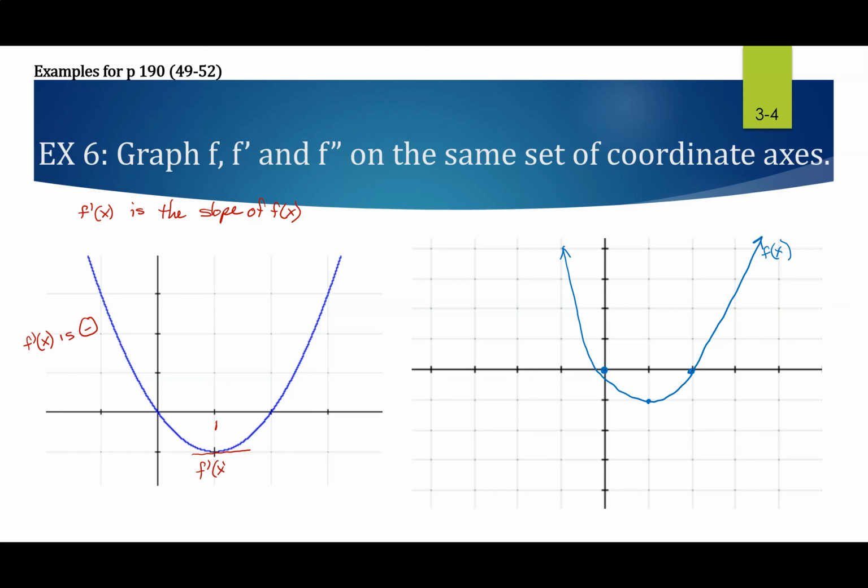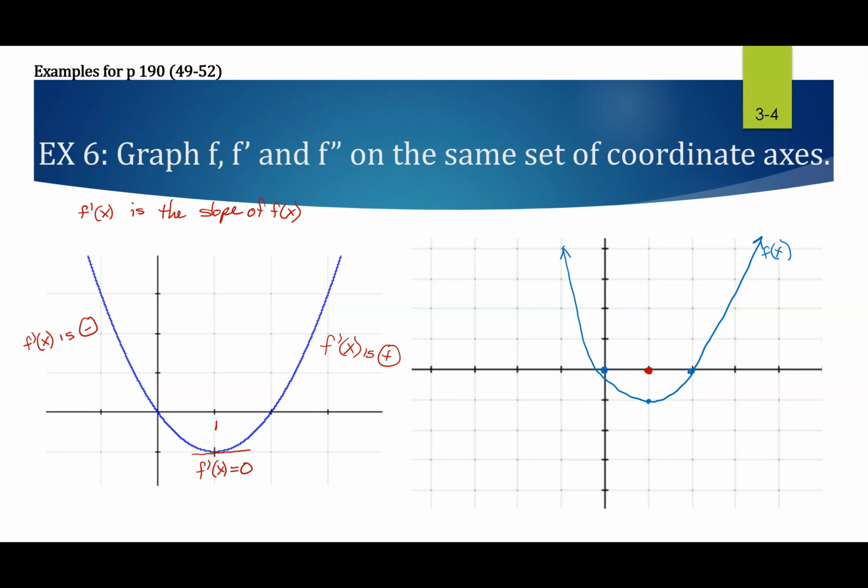F prime of x, remember, equals 0 at all your critical numbers, and a minimum is a critical event. And then after it passes that minimum, f prime changes its slope and becomes positive. So we know it has to cross at 1, that f prime of 1 is 0. So I can plot that on my graph.